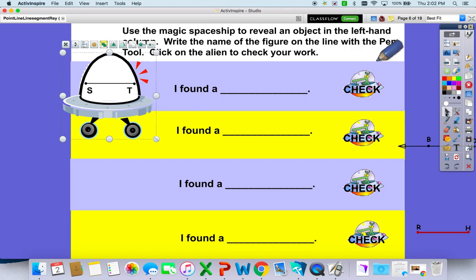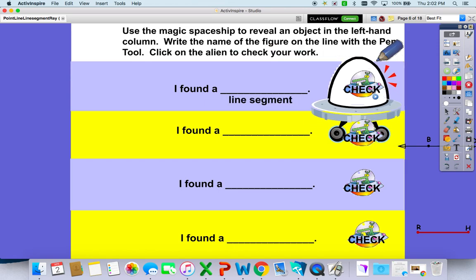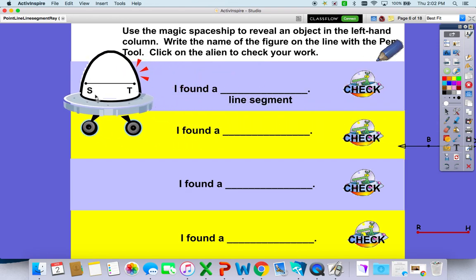If you said this is called a line segment, you are correct. If I go back and look, a line segment, remember, is a segment of a line or a piece of a line. And I could name this line segment ST, or I could write the letters ST and draw the line segment symbol above it. Let's look at another one.